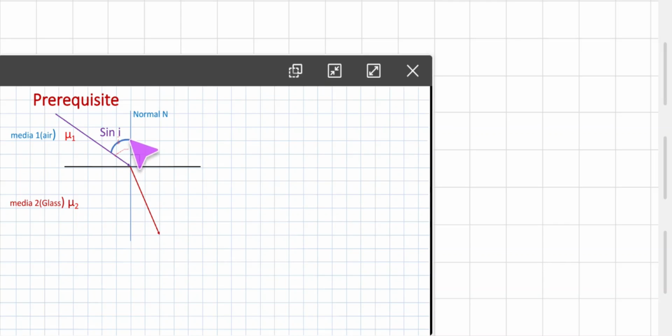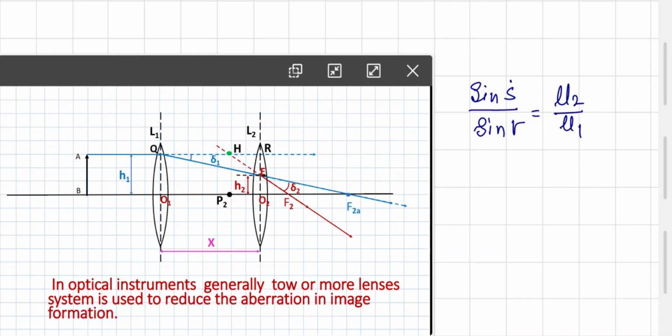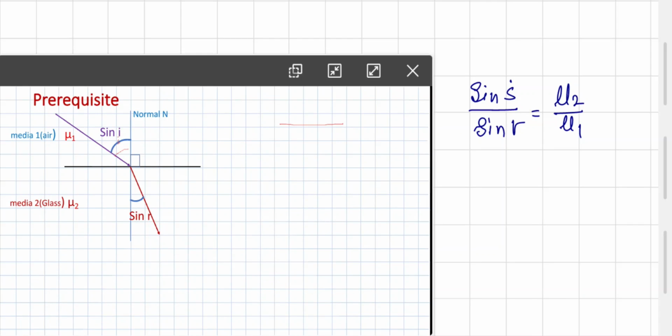So this is sin I and this is sin R, and we already saw Snell's law, that is sin I upon sin R is equal to mu2 upon mu1. That is what the case is. Now, before starting, we should understand a few important concepts.